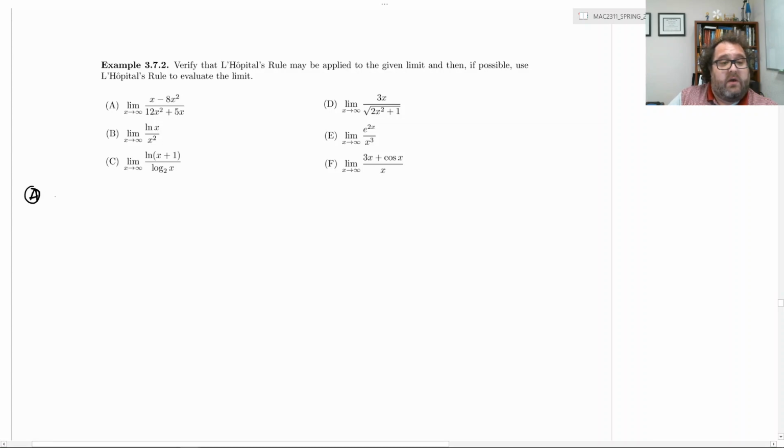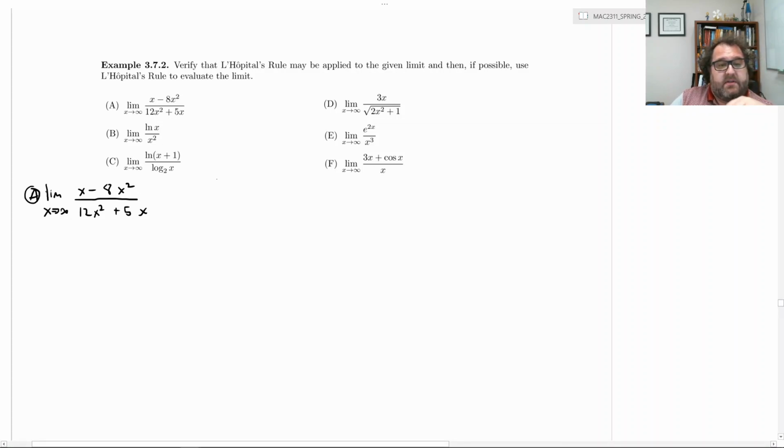All right, so A, you have the limit as x goes to infinity of x minus 8x squared over 12x squared plus 5x. Maybe I'll solve this using L'Hopital's rule, and then I'll solve it using the method we used back in chapter 1, just to show you how we get the same answer.